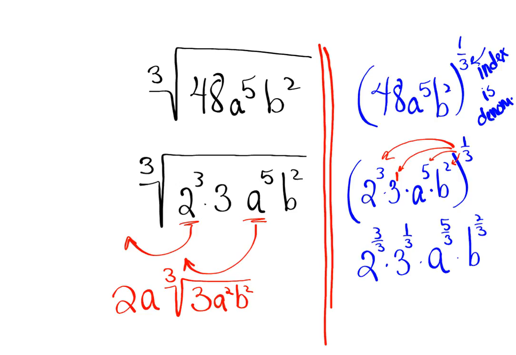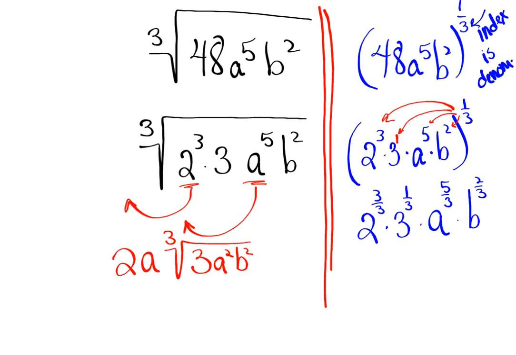Now, we're just going to simplify our fractions. 3 over 3 is what? 3 over 3 is 1. So this is now 2 to the first power. My fraction can't simplify, so that's 3 to the 1/3. A does simplify. A to the 5/3 is really a to the 1 times a to the 2/3. Remember, 3 over 3 is the same thing as 1, and my b is to the 2/3.